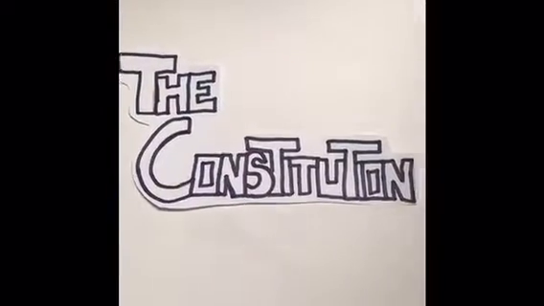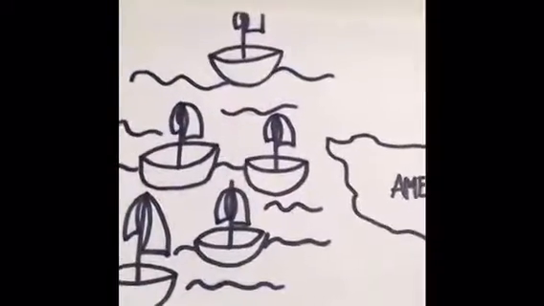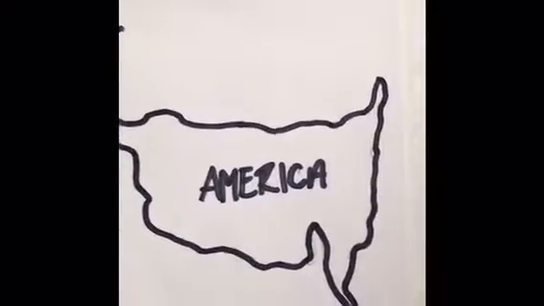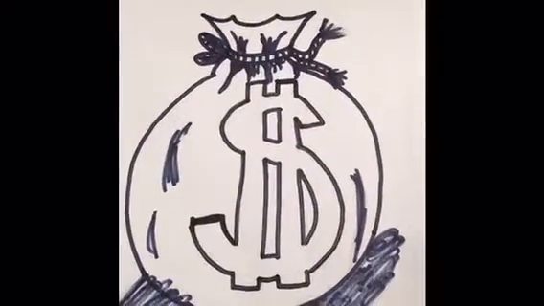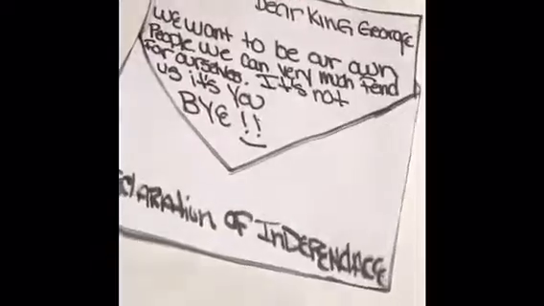Why did the 13 colonies write the Constitution? After Europeans moved to America, the 13 colonies were formed. Years passed, and even though they were British citizens, they felt they were being abused and taxed unfairly by King George III. The king taxed them for his own benefit, so the colonies felt it was time for them to fend for themselves. So they made the Declaration of Independence.